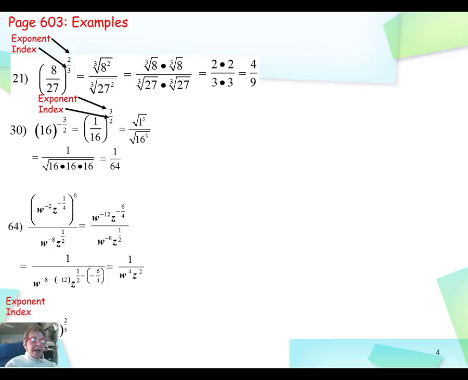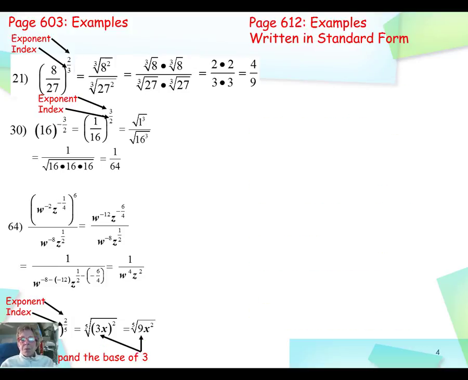Another example is number 83, and this is a relatively simple one. We have the quantity of 3x raised to the 2/5. Keep in mind, 2 is the exponent, 5 is the index. I'm going to take the 5th root of (3x) squared, which equals the 5th root of 9x squared, because I'm squaring that radicand, and 3, the base, must be expanded. I square that 3, that gives me 9, and square the x, that gives me x squared. That can't be simplified any further than that.